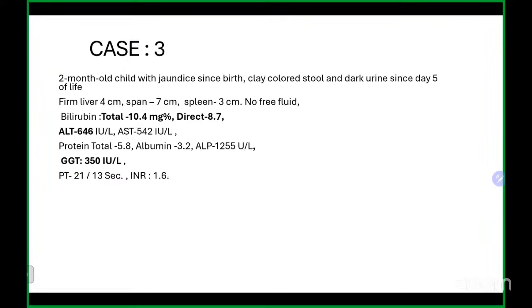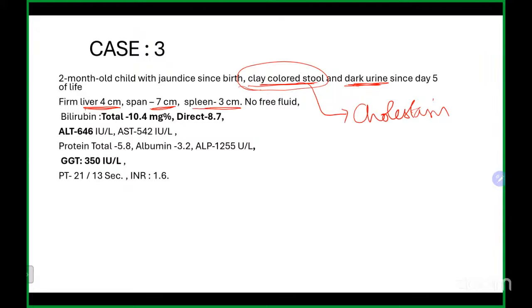Correct? So next, coming to case 3. These cases are kept so that you just interpret the LFT and come to a differential diagnosis, or at least a broad heading of what the liver problem looks like. A 2-month-old child comes with jaundice since birth, and there is clay colored stool. There is dark urine, suggesting that it is cholestasis. Whenever there is cholestasis, stool color will be clay colored. Correct? There is a firm liver, span of 7 centimeters, mildly increased. Spleen is also palpable.